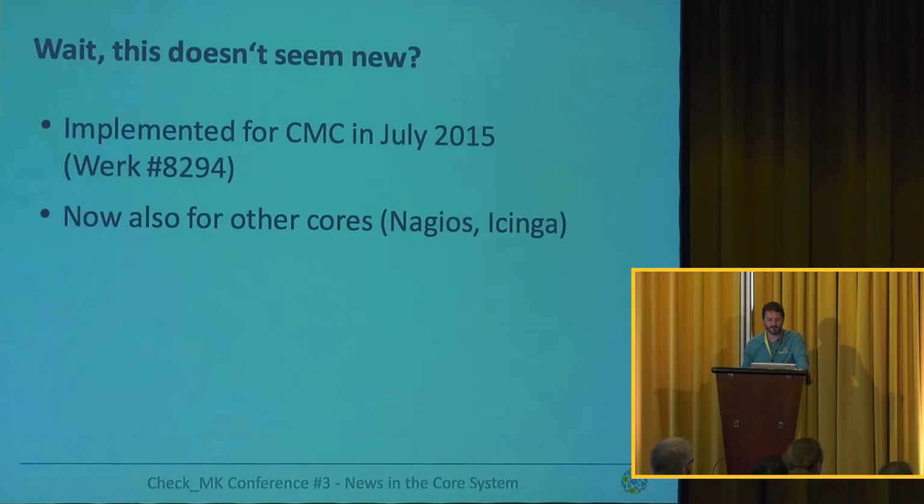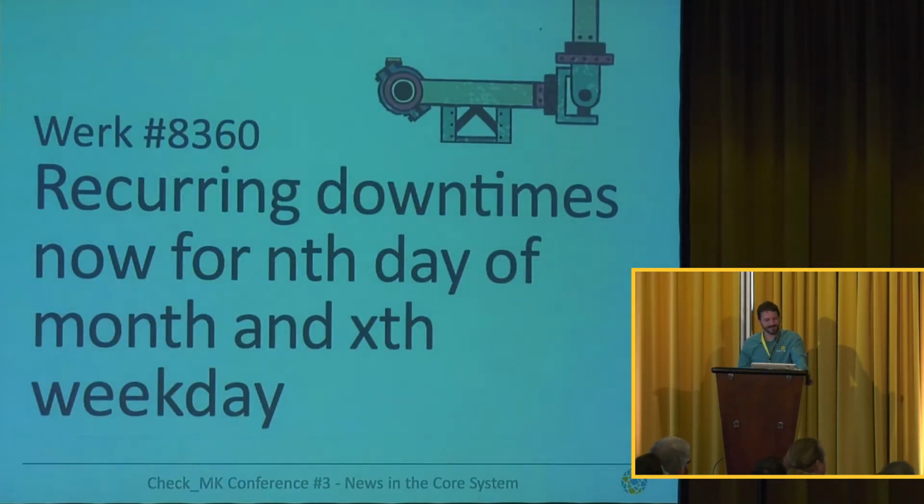Some will say it doesn't sound so new to me, which is true for the CMC. This was already available in July 2015 before the conference, but now it's also in the core. So everybody using the raw edition will be happy to hear. So who works on Nagios or Icinga, although you're using the Enterprise? Okay, there's just a few. They're dying out. All right.